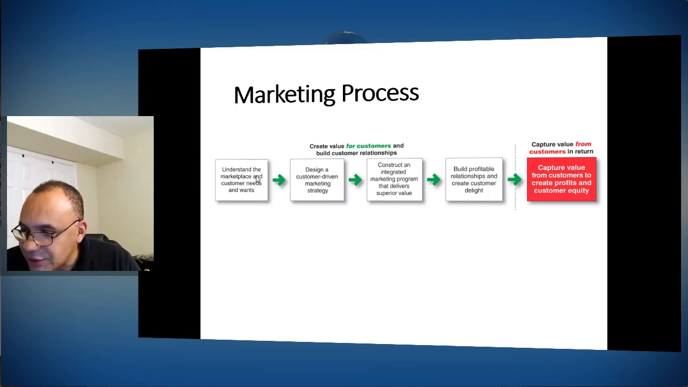But maybe you need to think about a niche site that might be a social networking site, where you can drill down and satisfy the needs of that specific target market. So you figure out exactly where the market opportunity might be there, and then you design a customer-driven market strategy.